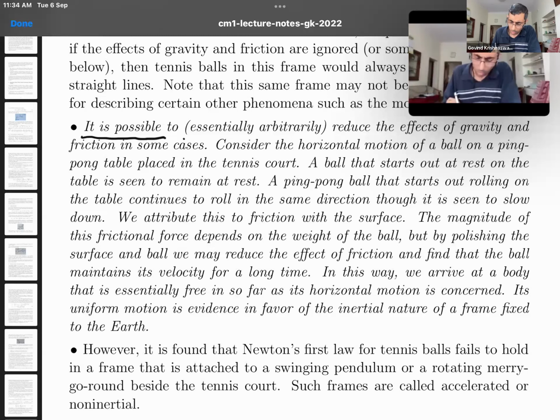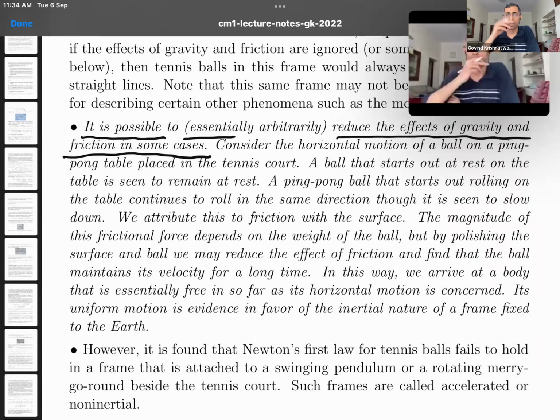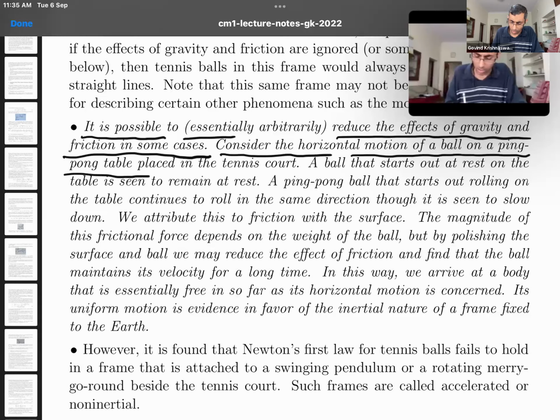Now it is possible to reduce the effects of gravity and friction in some cases of motion of objects on the Earth, so that one can contemplate a particle which is essentially free for certain purposes. So let me give a simple, limited example of that. Here we consider the horizontal motion of a ball on a table tennis table placed in a tennis court. So let us take our tennis court, and in that court we place a ping pong table, placed horizontally with respect to the Earth, and we consider the horizontal motion of a ball on that table. Now, what do we find experimentally?